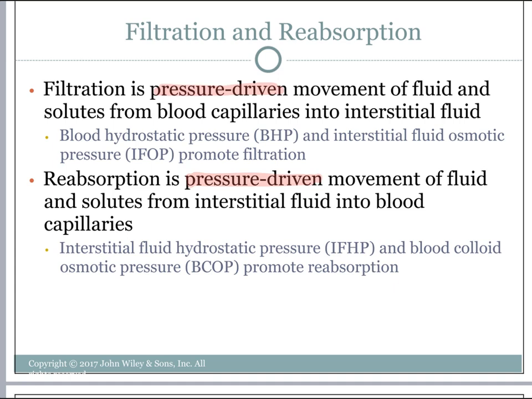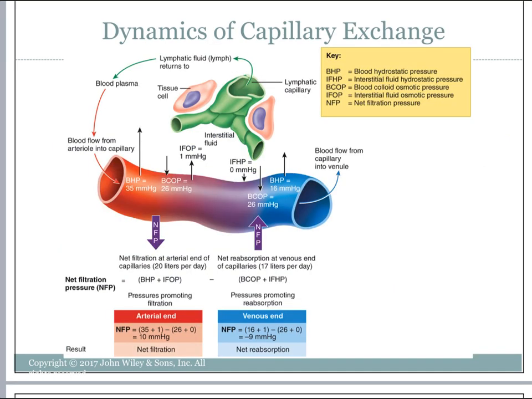Now, the take-home message is we're going to be adding and subtracting these forces. So when we look at our next slide and we look at pressure differentials, when we talk about net movement into the capillary or net movement out of the capillary, think about how things move: from higher concentration to lower concentration, from higher pressure to lower pressure. So these are the forces, these are the dynamics I want you to think about as we look at our next slide. So let's take a look at our dynamics of capillary exchange.